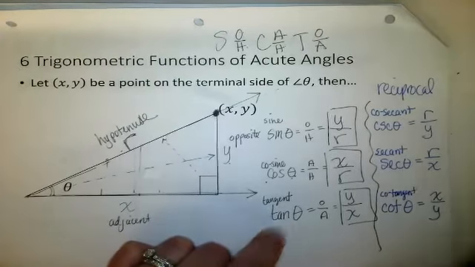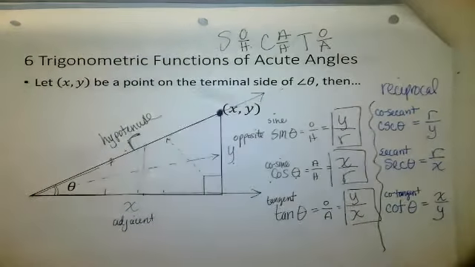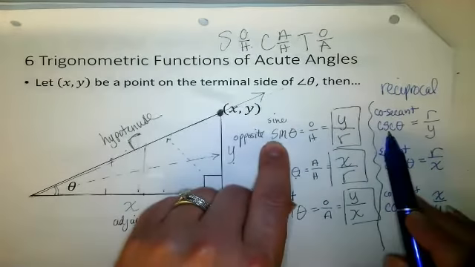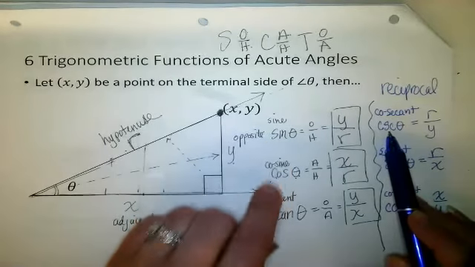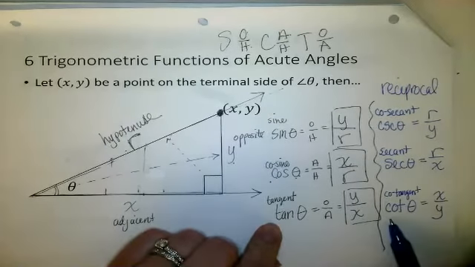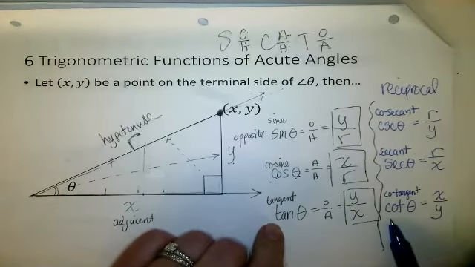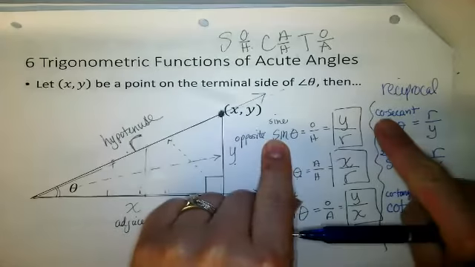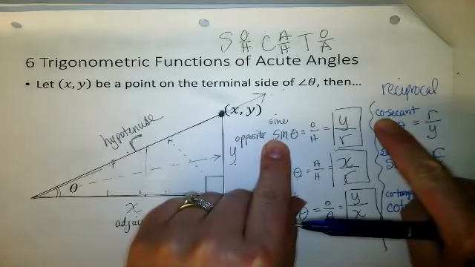Okay. So your job is to remember which goes with which. Sine is the reciprocal of cosecant. Cosine is the reciprocal of secant, and tangent is the reciprocal of cotangent, and vice versa. So about that, they each have a co. Sine with cosecant.